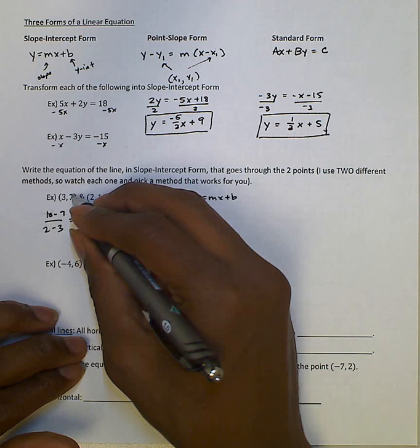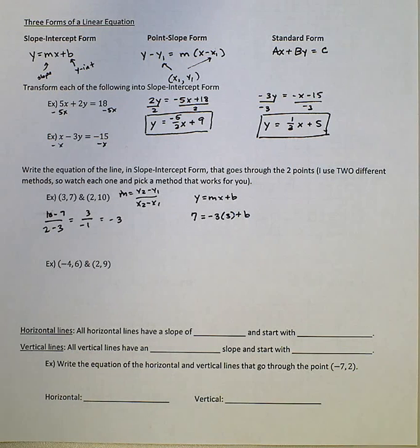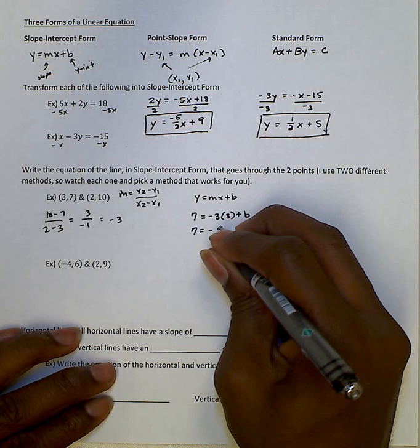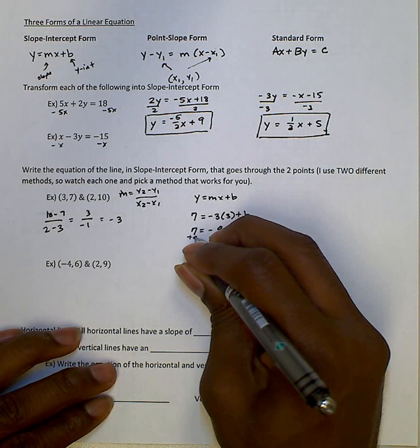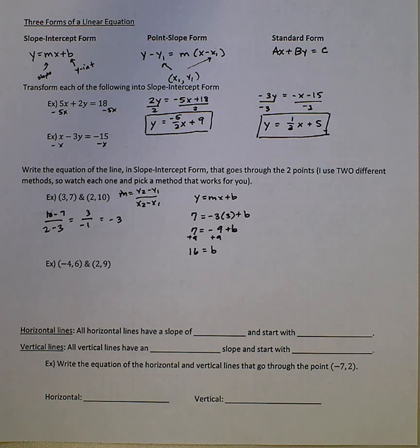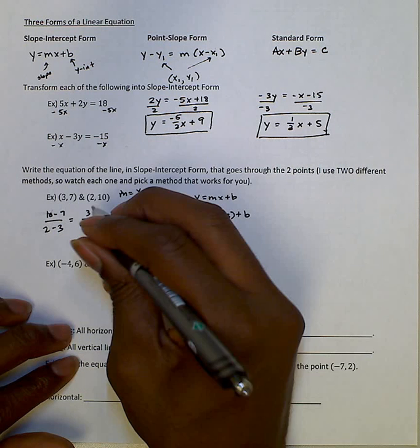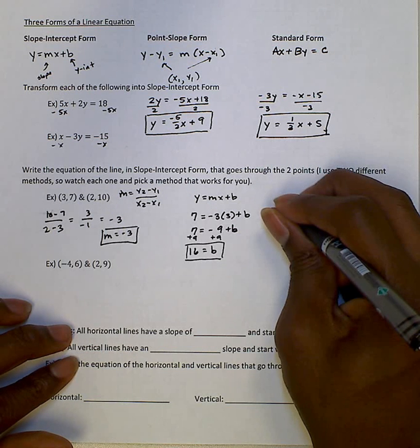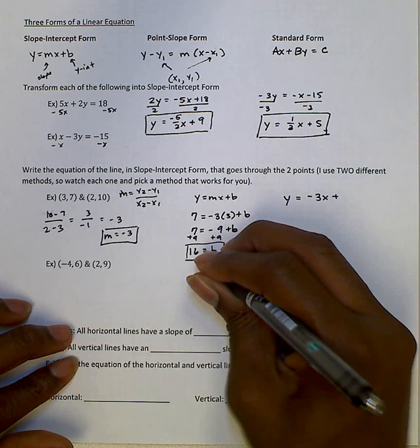So for this, y is 7 and x is 3, plus b. I don't know what my y-intercept is. And I'm just going to solve for my y-intercept. 7 equals negative 9 plus b. Add 9 to both sides. And I get that b is 16. And now I have all the information that I need to write the equation of the line that goes through these 2 points. I have my y-intercept, and I have my slope. So y equals m, which is negative 3, x plus 16.